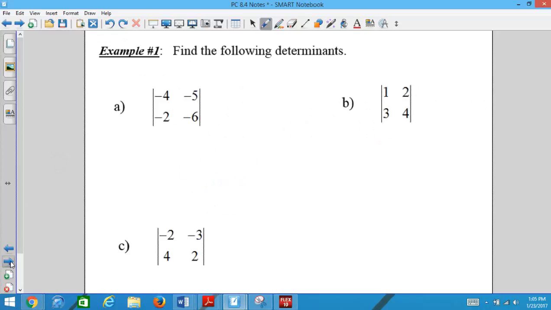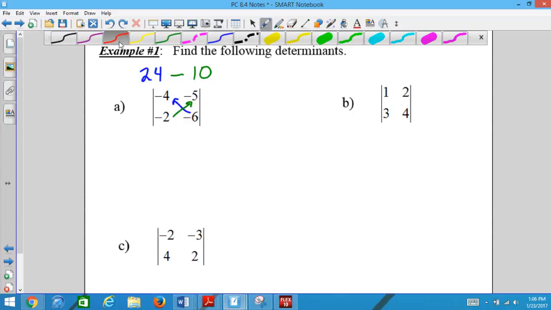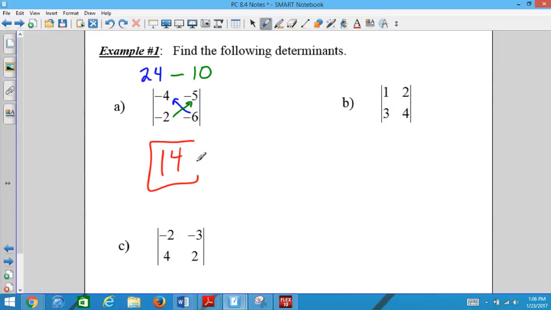So with example A, we cross multiply up. -6 times -4 is 24. And we cross multiply up. -2 times -5 is 10, so we subtract 10. Our answer is 14. There are no bars, it is just 14.